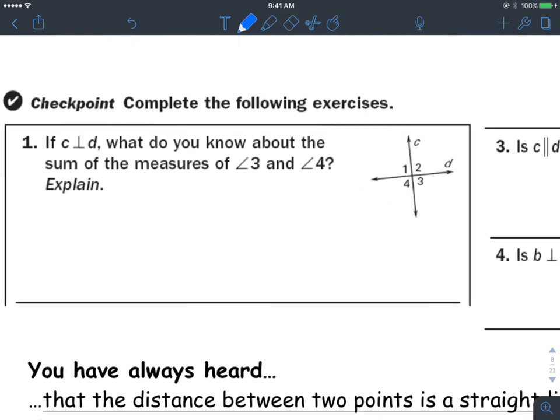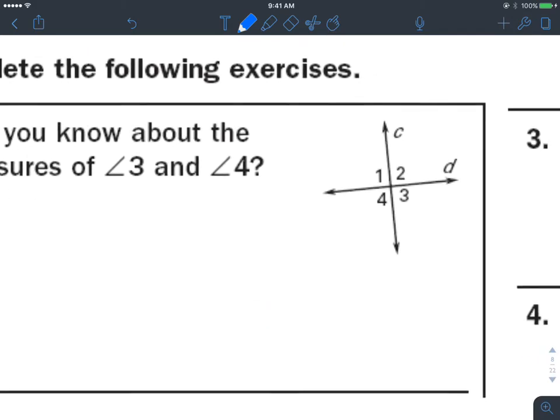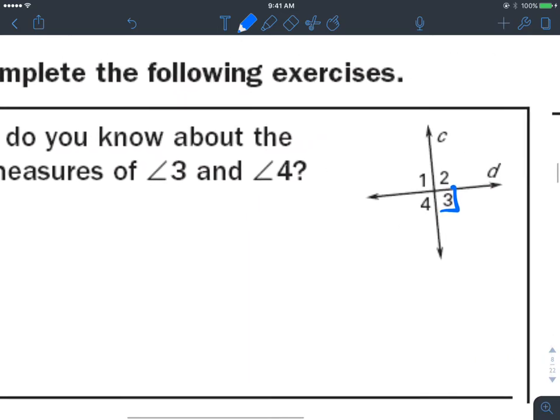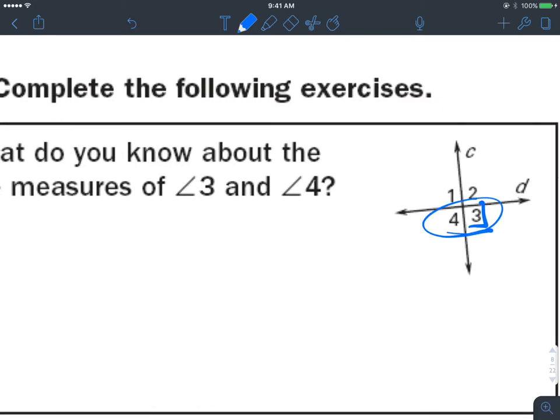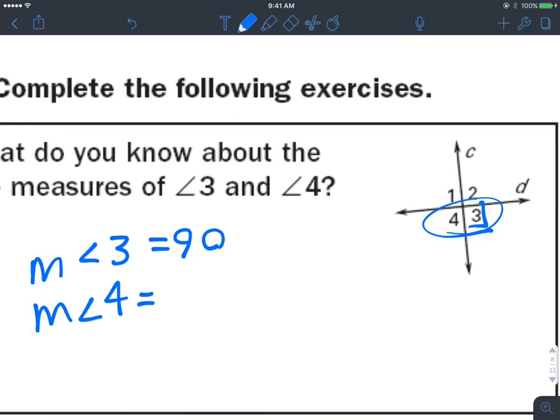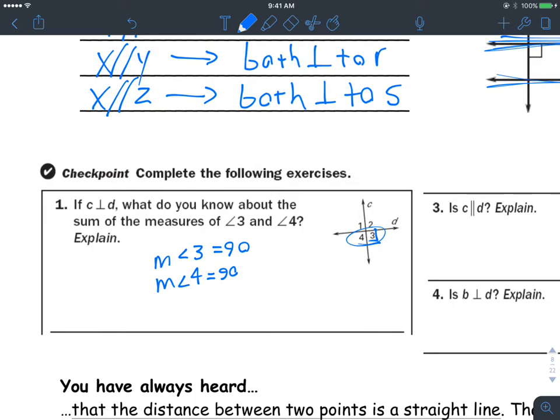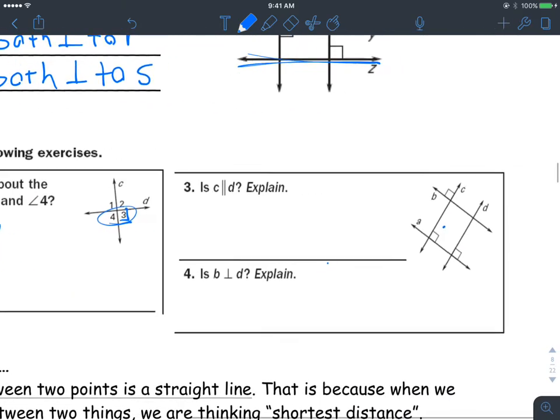Let's see what we got here. If C is perpendicular to D, what do you know about the sum of the measures of angle 3 and 4? Well, since they're perpendicular, and 3 and 4 need to add up to 180 because they're a linear pair, we can just say the measure of angle 3 is equal to 90, and the measure of angle 4 is also equal to 90. They're a linear pair, so they add up to 180, and since C is perpendicular to D, that makes a bunch of right angles. All right angles are congruent, so they're both going to be 90 degrees. That's kind of how I would explain that.